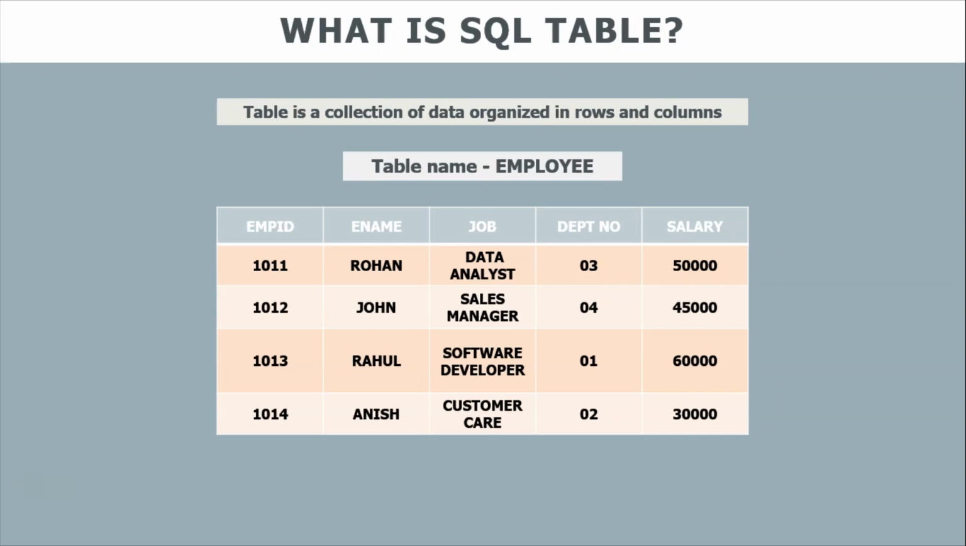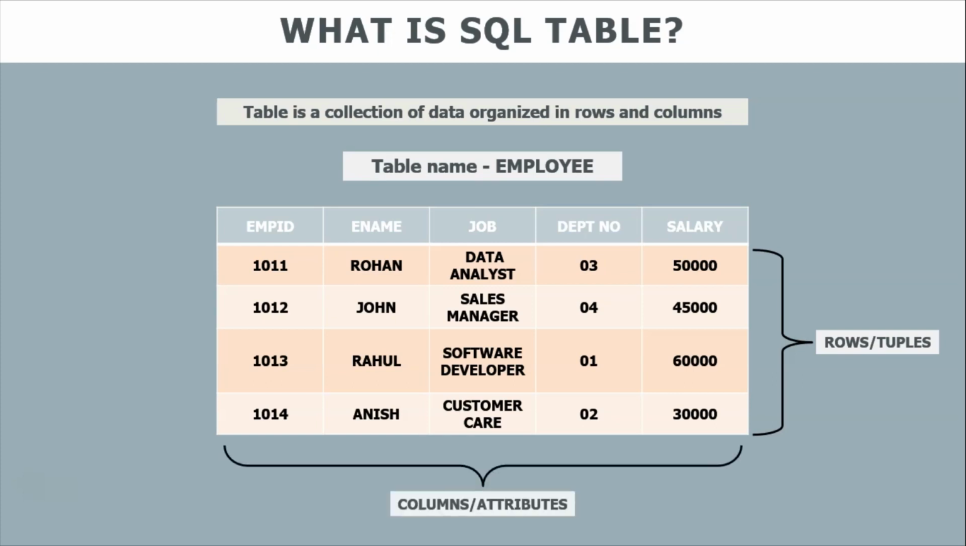The horizontal values represented in the tables are called as rows or tuples, and each row represents a unique record. Similarly, the vertical values represent columns or the attributes of that particular table, and each column represents a unique field in the record. As we can see in the table, employee ID, employee name, job, department number, salary are the various fields or the column names.